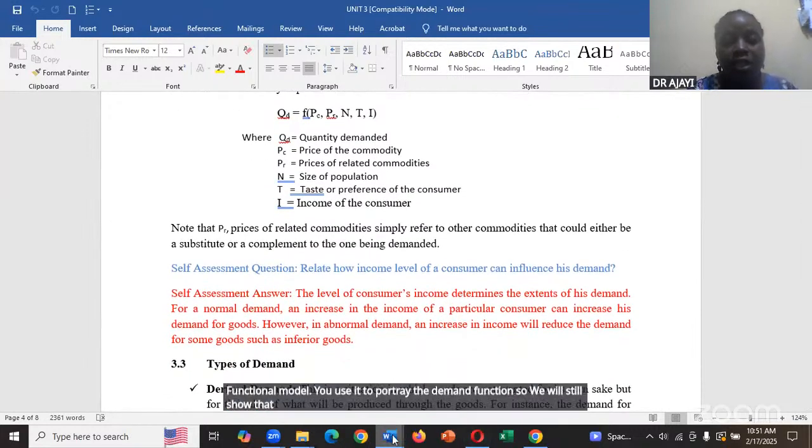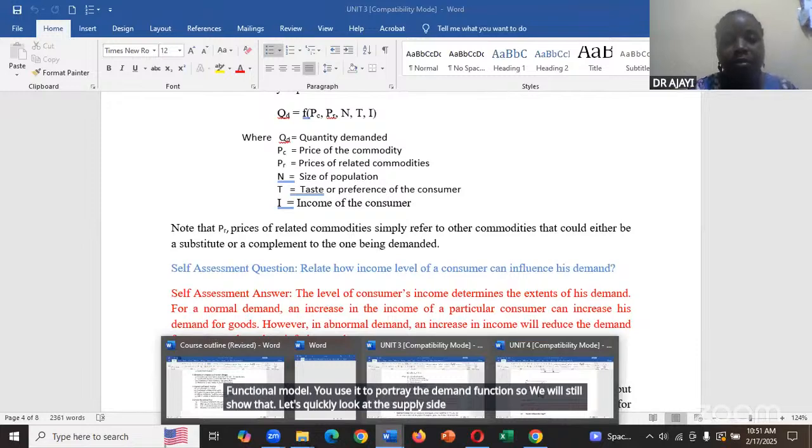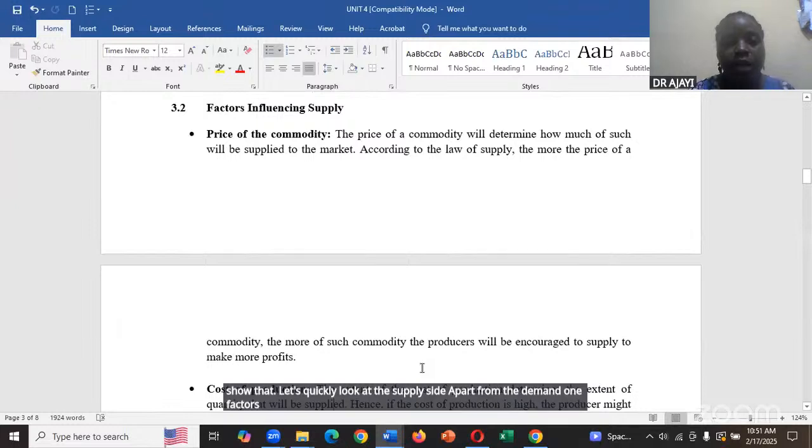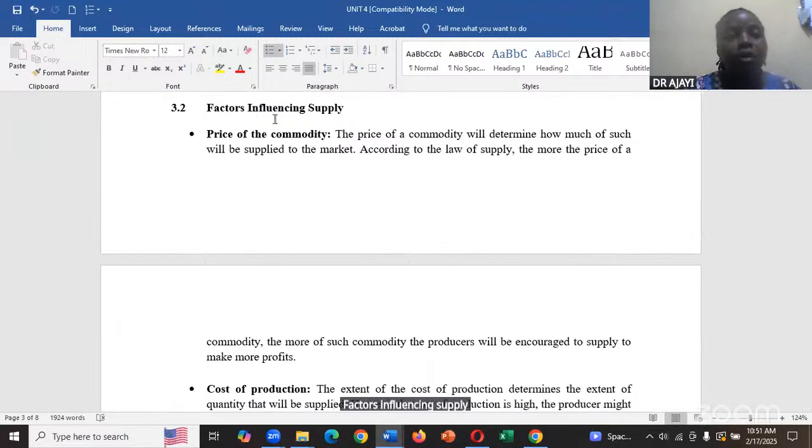Let's quickly look at the supply side apart from the demand one. Factors influencing supply. I will still look at the charts. Let's quickly respond to that. We have factors influencing supply.